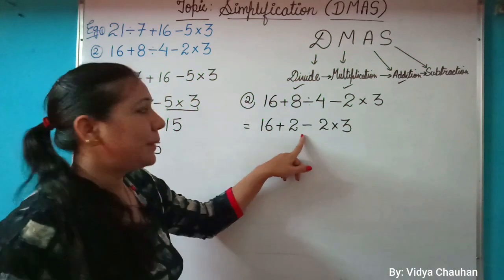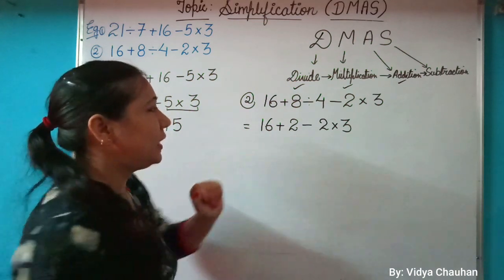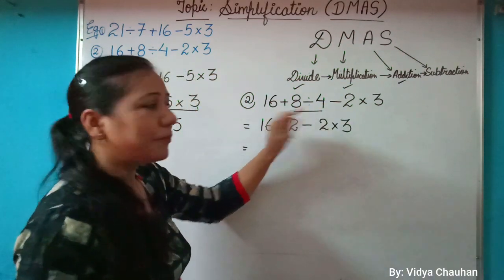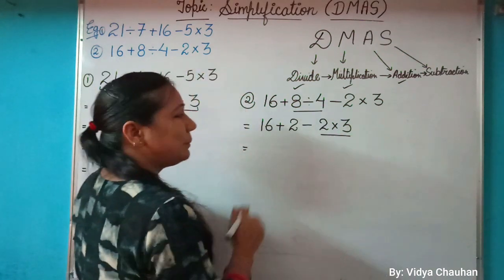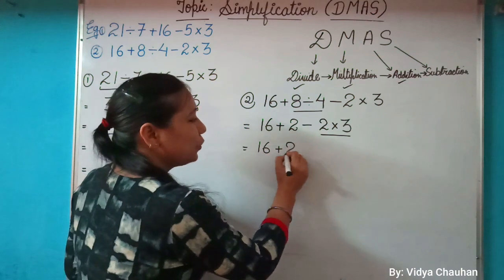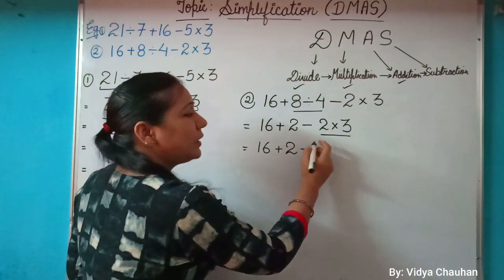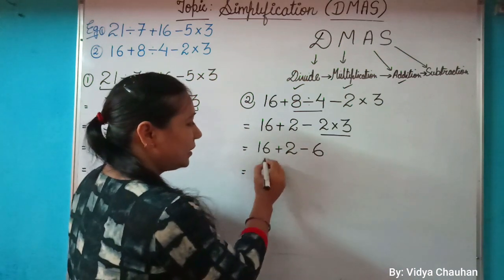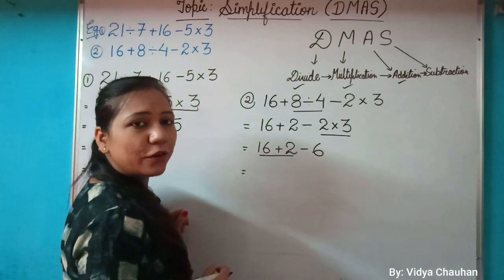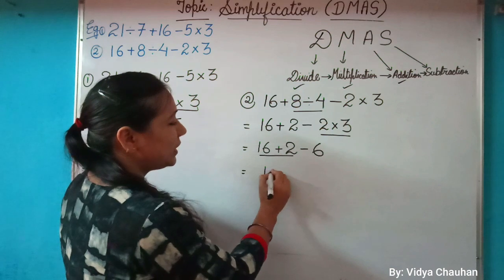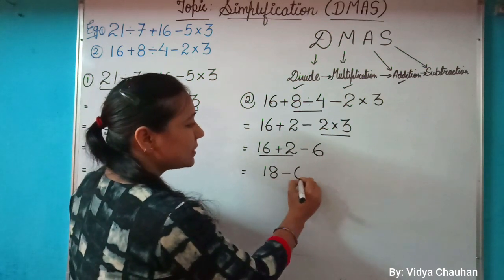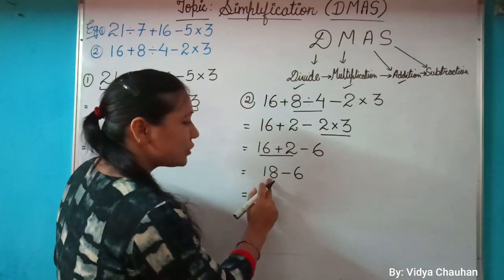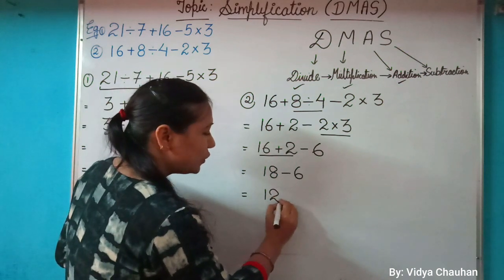So it is 16 plus 2 minus 2 into 3. We have done the first step, that is division. In the second step, we will perform the multiplication. So it is 16 plus 2, then minus, what is 2 into 3? 6. In the third step, we will perform addition. So 16 plus 2 is 18, minus 6. At last, we will do the subtraction part. So 18 minus 6 gives you 12.